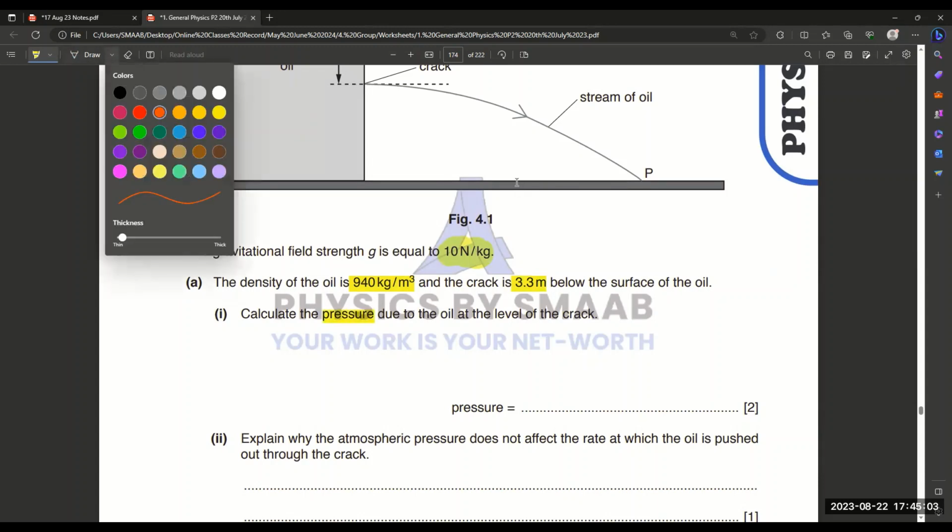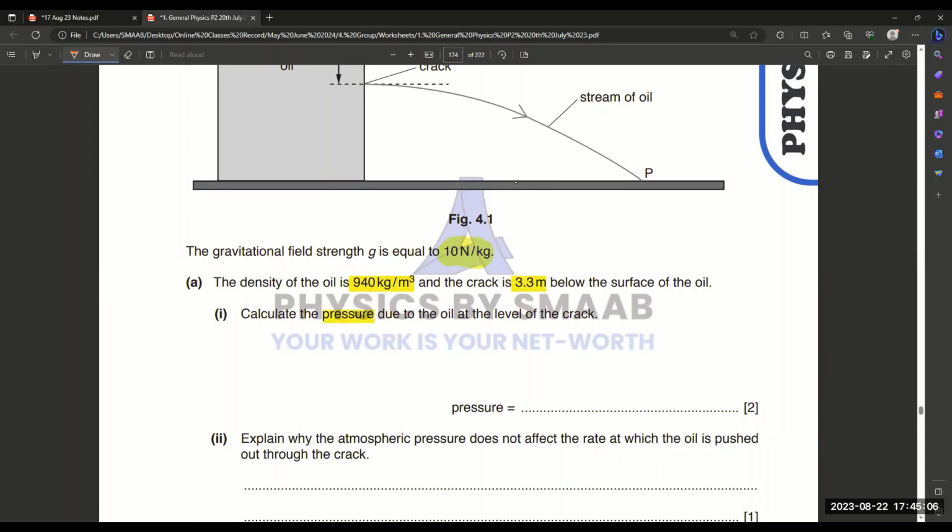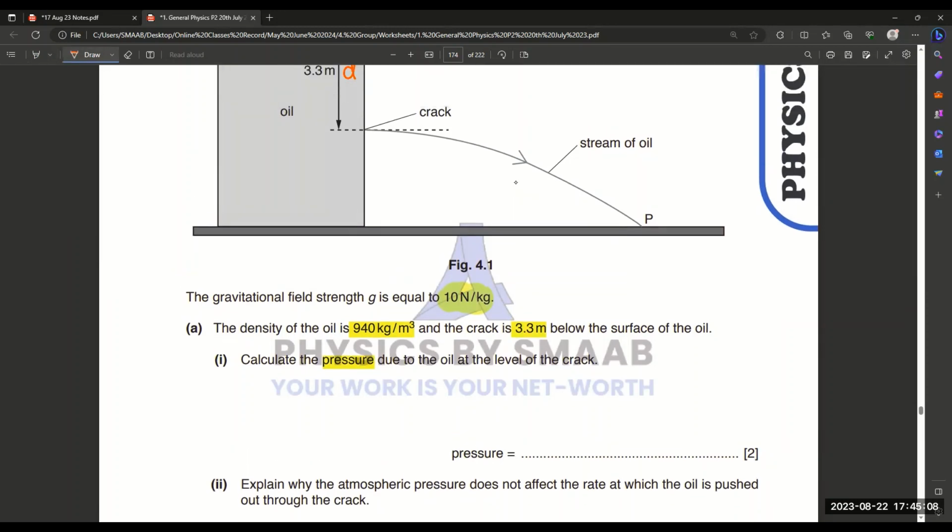So what will be the formula to calculate pressure? Okay. Pressure is equal to density times gravitational field strength times height. So don't get confused between two formulas. You know that we are working with liquid. So simply apply the pressure in liquid formula, rho g h. The final answer is 31,020 pascals. Okay. And again, try to round off the value. Don't worry about that.